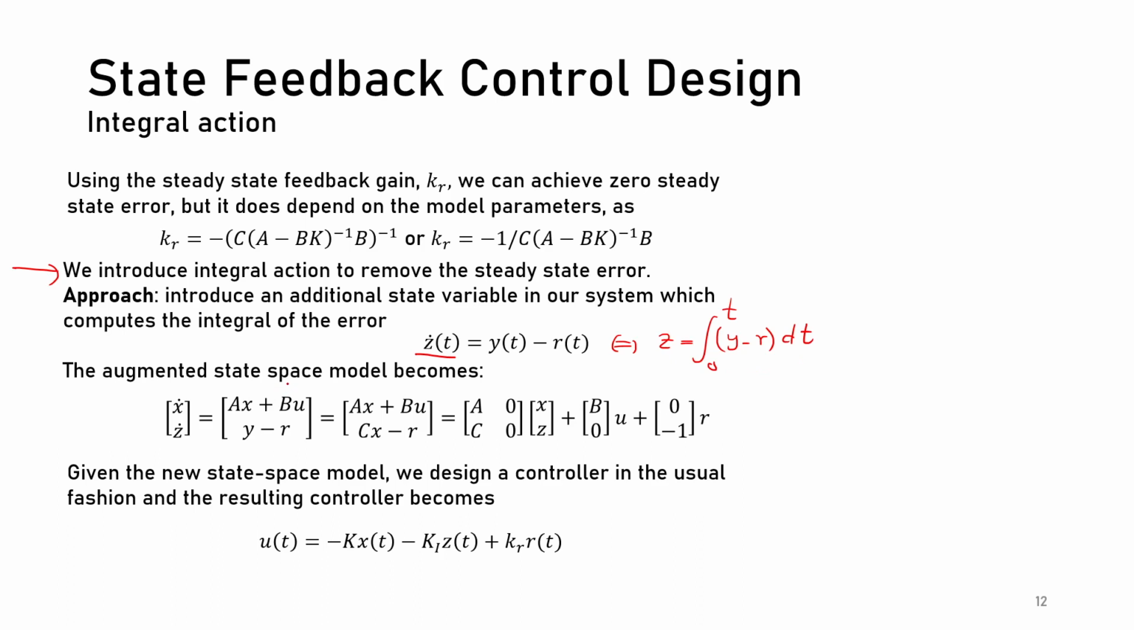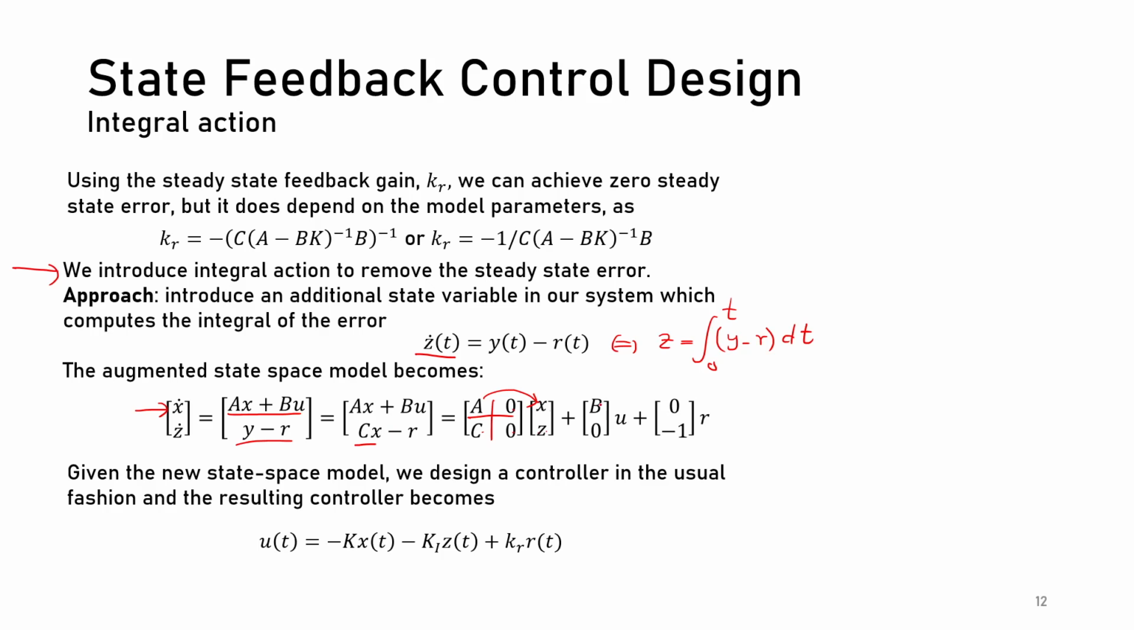And then if we concatenate the state equation with the new equation that we just introduced, we have this form: Ax plus Bu, and Y minus R. Then we can substitute Y by C times X, and rewrite in a block matrix like this: A times X, 0 times Z, C times X, 0 times Z, because there's no variable Z in here.